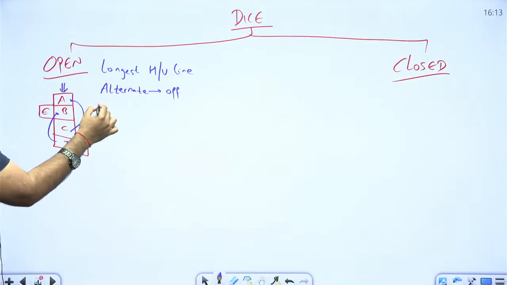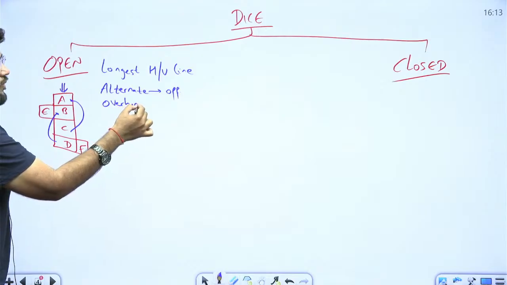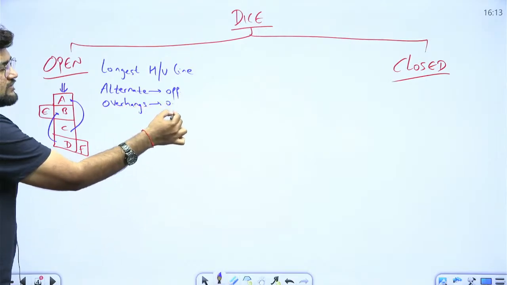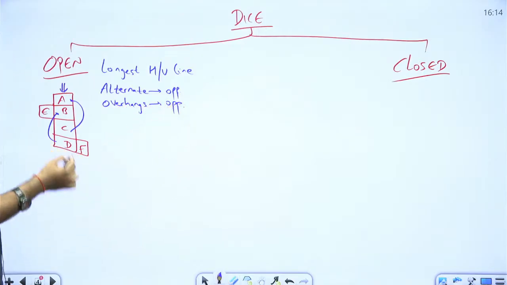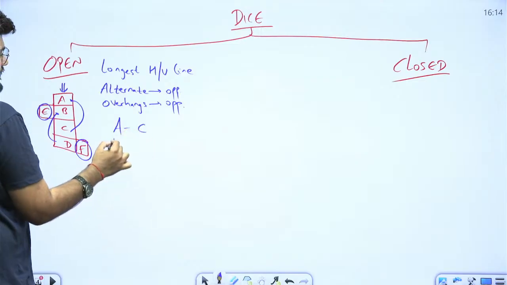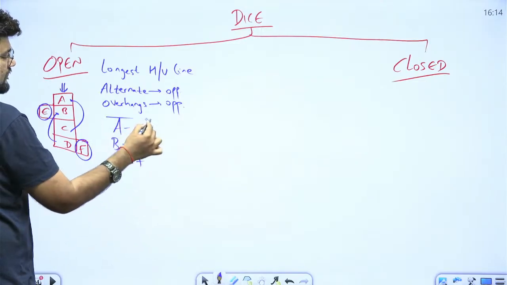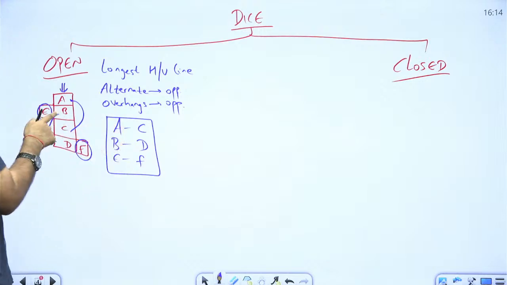And overhangs will also be opposite. What does this imply? Overhangs means whatever is left. So whatever is left will also be opposite to each other. So what can I conclude from here? I can conclude that A is opposite to C, B is opposite to D, and E is opposite to F. So from this open chart, I have got this information.